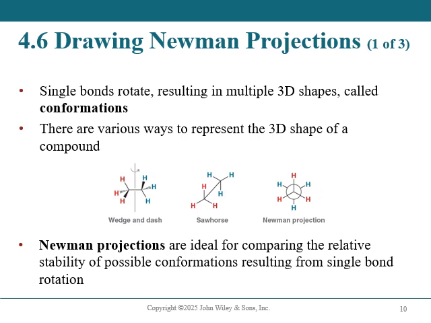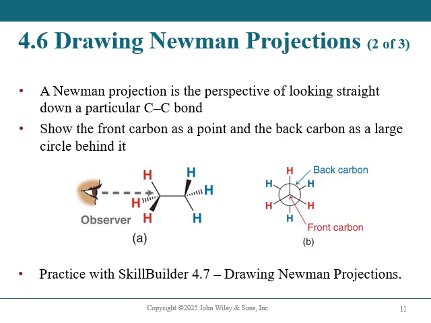Newman projections are ideal for comparing the relative stability of possible conformations resulting from single bond rotation. A Newman projection is a perspective, right? We look straight down a particular carbon-carbon bond. Doesn't have to be any specific one, so long as we are indicating which ones we're using. You can see the observer is looking through here. So for the observer, the hydrogen atoms in red are closer, the hydrogen atoms in blue are a little bit further away. So we say that this dot right here, that turns into sort of an upside down Y, is the carbon in the front, and then the circle will be the carbon in the back.